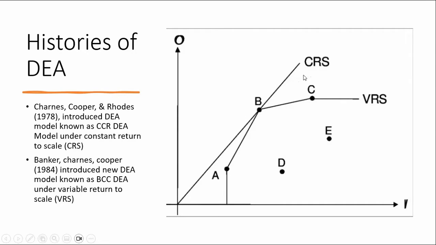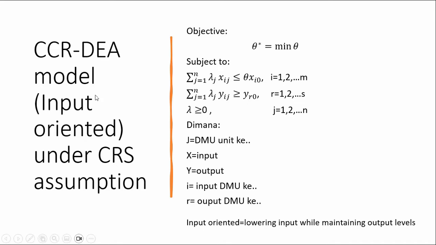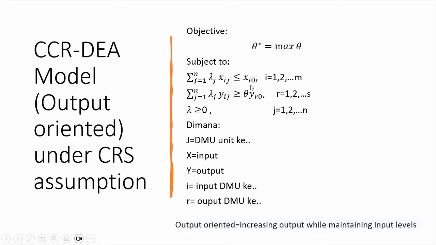That's why CRS we call the global efficiency, but VRS we call the pure technical efficiency, or local technical efficiency. This is the CCR-DEA model. Like this one, the formula. We try to minimize the input, so this one, the theta. And this is the CCR-DEA model output oriented. We want to maximize the output here.